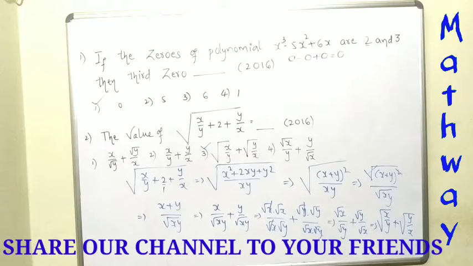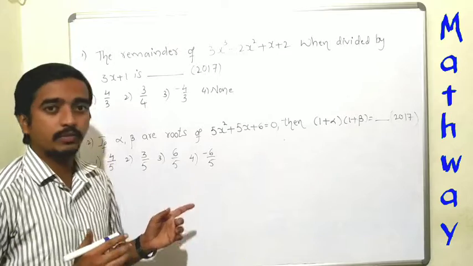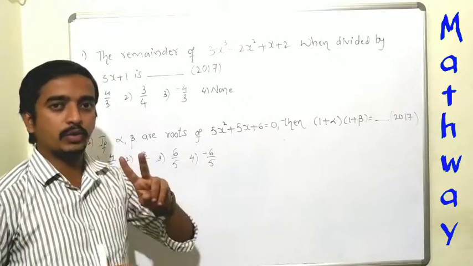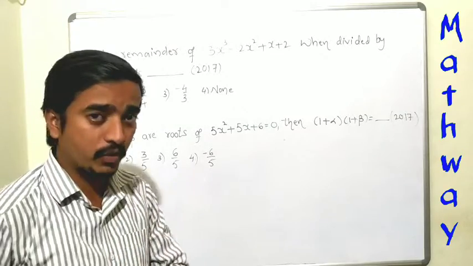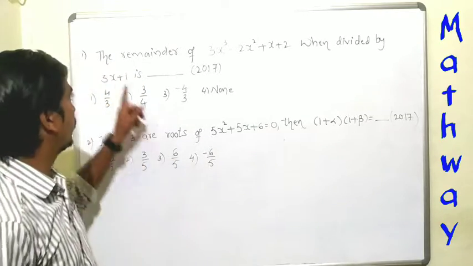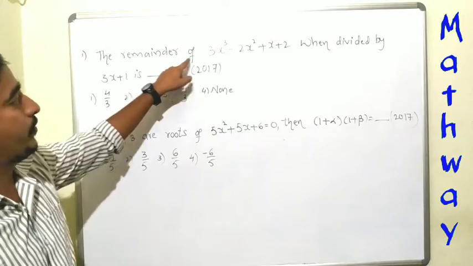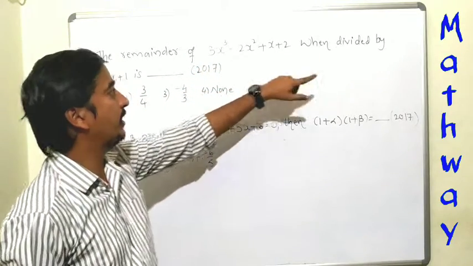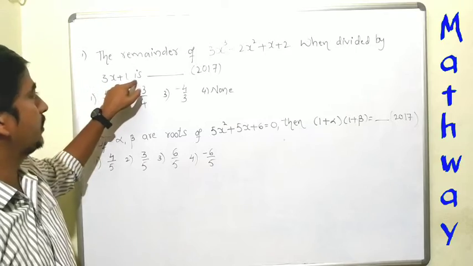Now let's see the questions from the year 2017. In the year 2017, we got 2 questions from the polynomial chapter. So 2 marks we got from the polynomial chapter. The first question is: the remainder of 3x cube minus 2x square plus x plus 2 when divided by 3x plus 1 is dash.